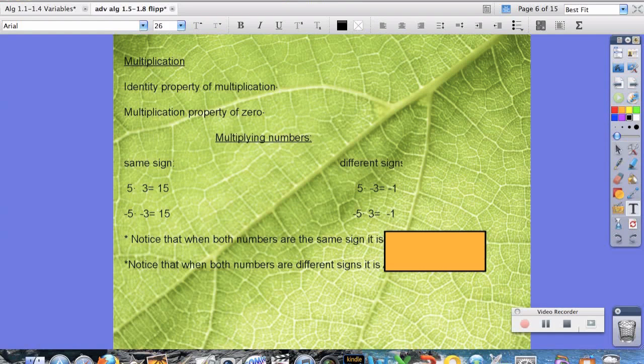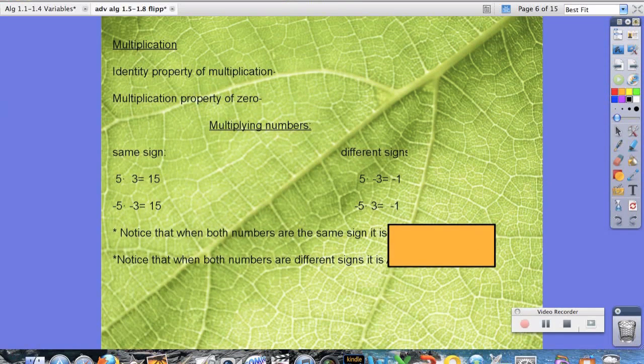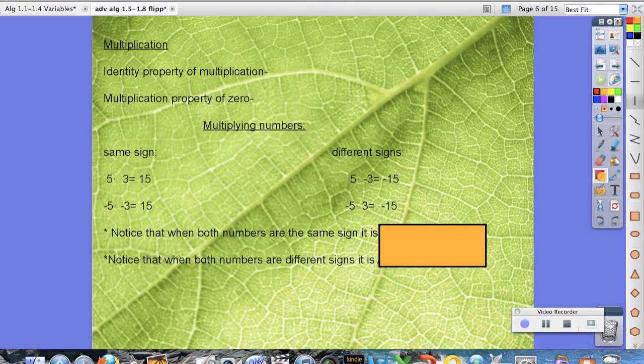So, multiplication. So we have the identity property of multiplication and the multiplication property of 0. So to break this down really quickly, identity property, keyword here being identity, it tells you exactly what the number is, or it's who you are. So when we do the identity property of multiplication, we're saying what?